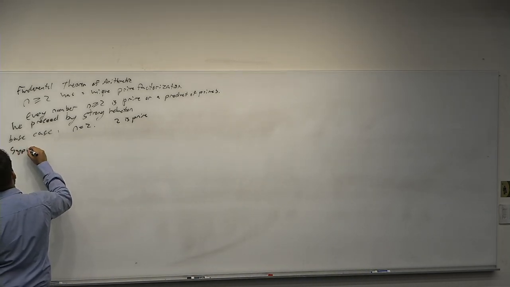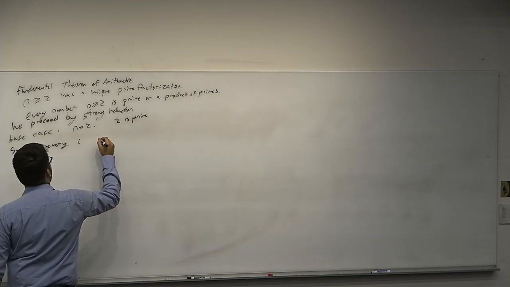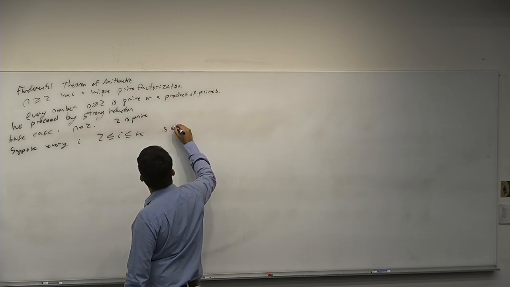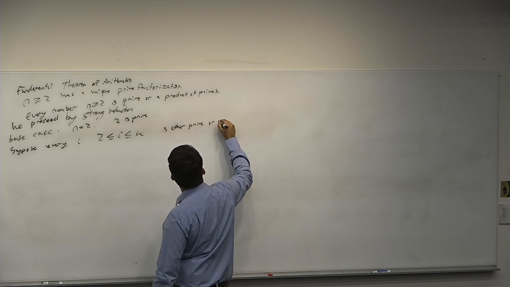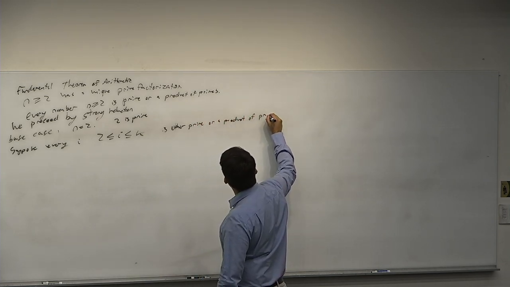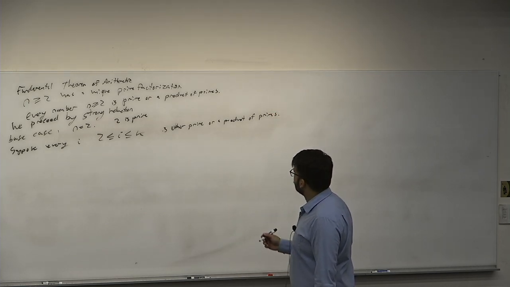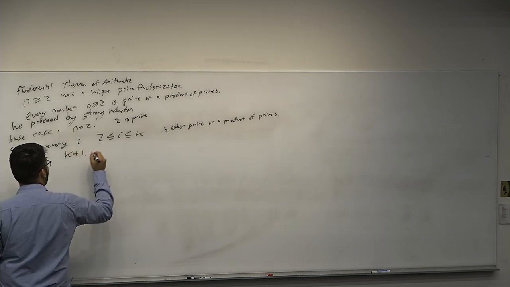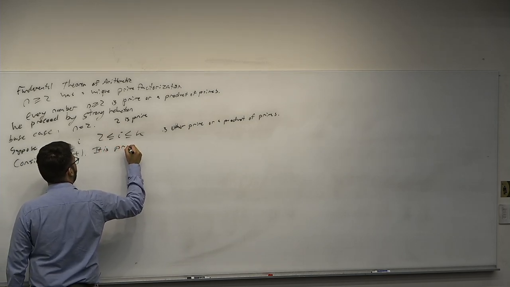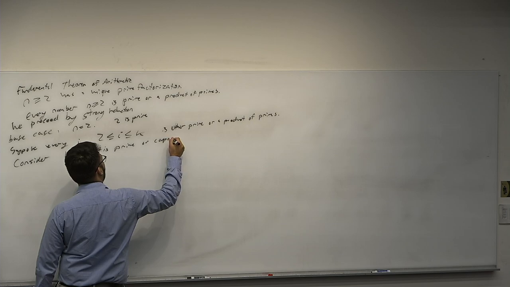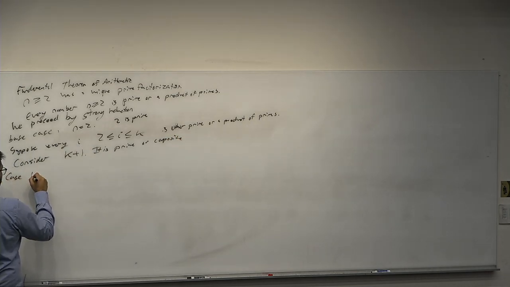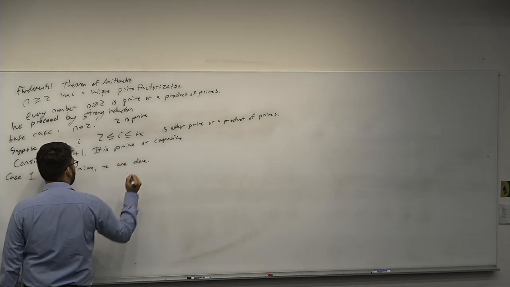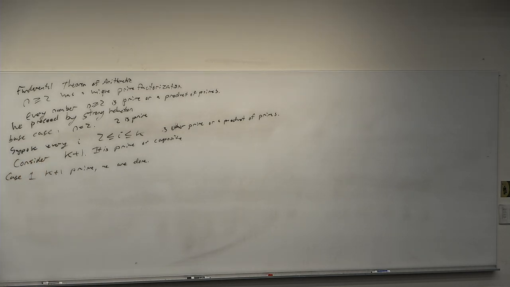Suppose every i from 2 to k is either prime or a product of primes. Right? Consider k plus 1. It is prime or composite. Prime or not prime. Case one, k plus 1 is prime. We are done. Because we're trying to prove that every number is prime or a product of primes. So if k plus 1 is prime, we're done.